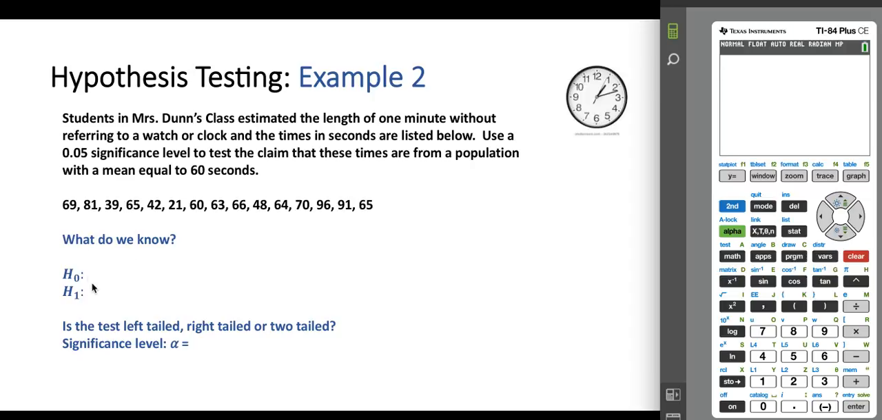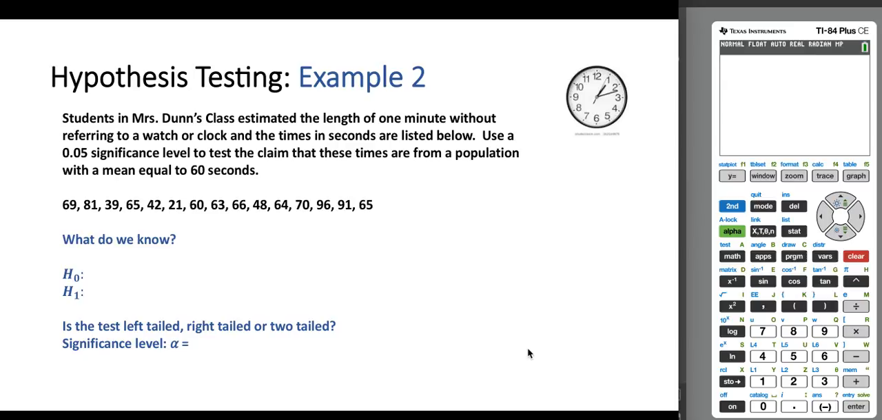What do we know? We need to identify the null hypothesis and the alternative hypothesis. Is this test going to be left-tailed, right-tailed, or two-tailed? And what's the level of significance? So we're testing the claim that the times are from a population with a mean equal to 60 seconds. So the mean is equal to 60 seconds. That's our original claim. The alternative hypothesis then is that the mean does not equal 60.